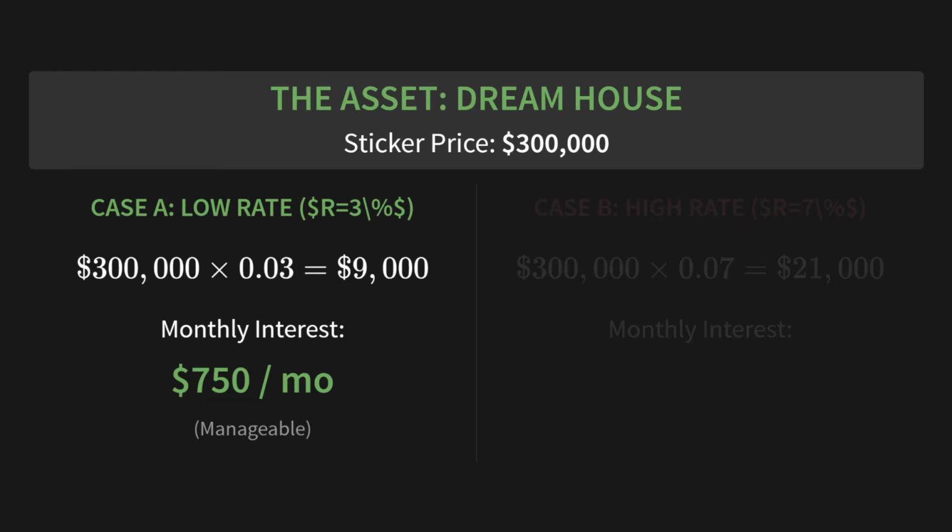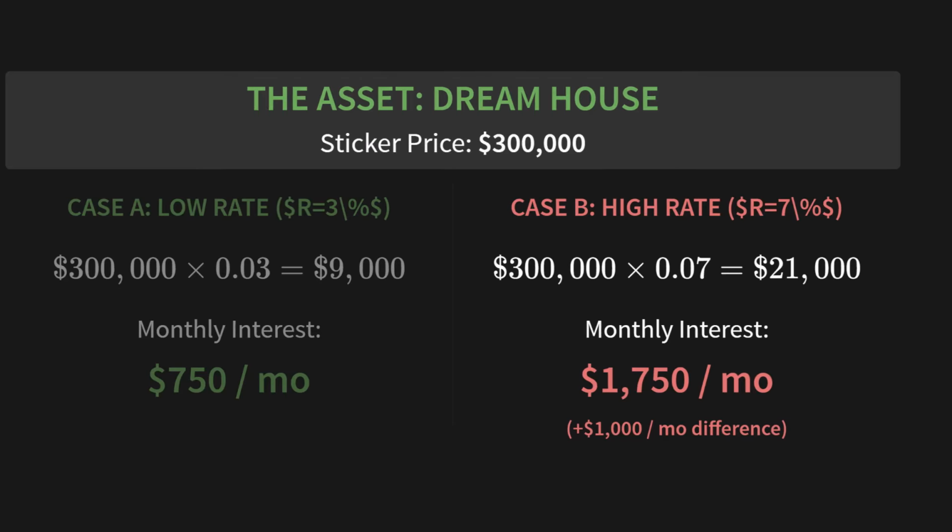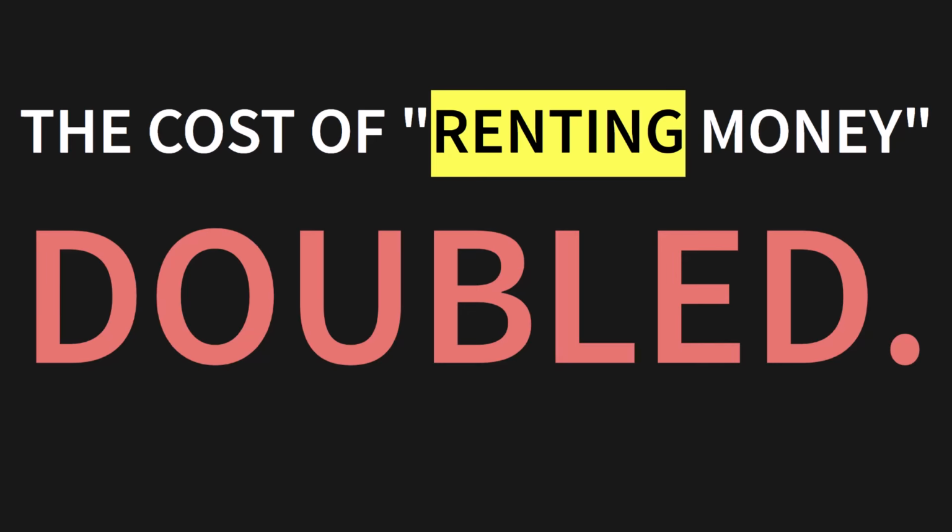Okay, that seems manageable. But what about case B, the high-rate world? Now, R is 7%. $300,000 times 0.07 is $21,000. So your monthly interest payment is now $1,750 a month. Let that sink in. That's a $1,000 a month difference for the exact same house. The cost of renting money from the bank just more than doubled. Your buying power, gone.